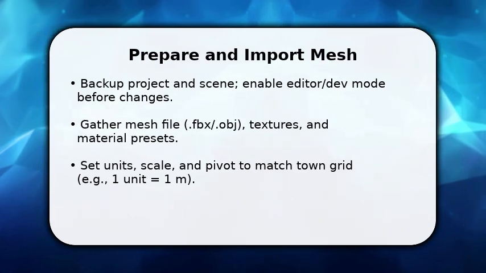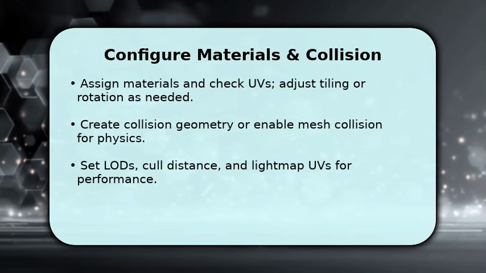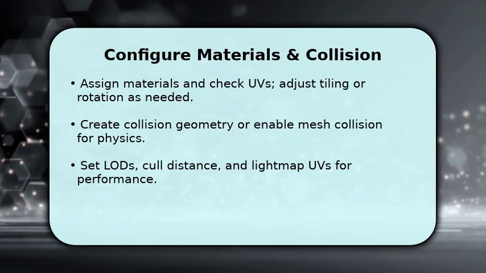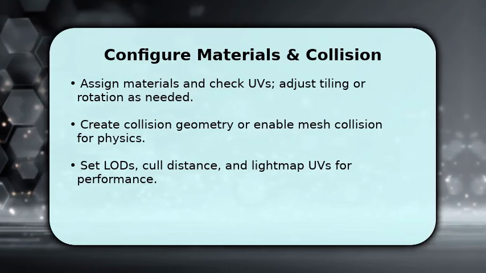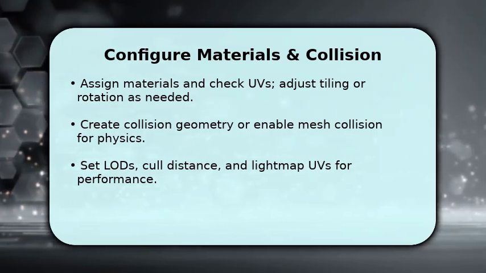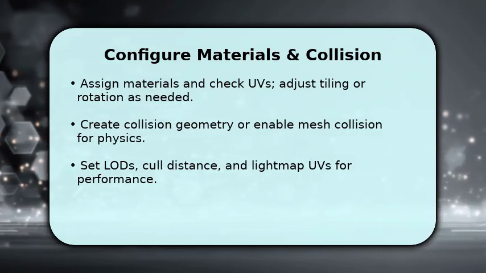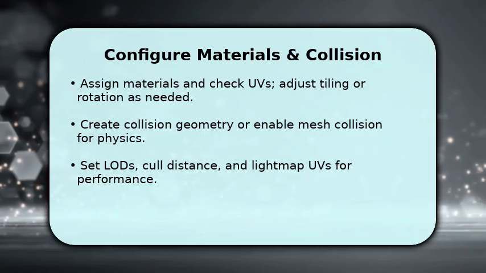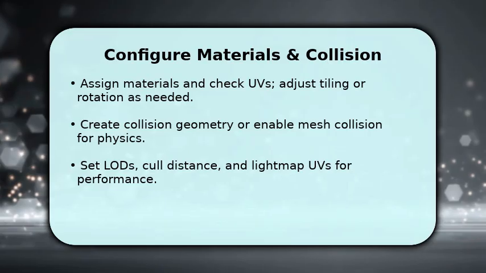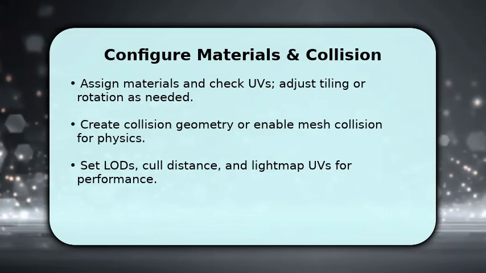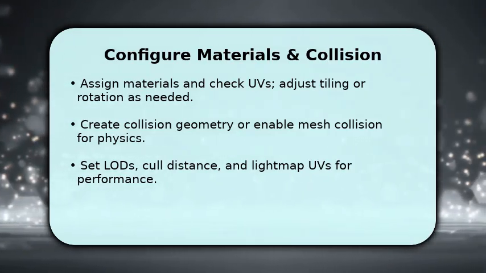Once the mesh is visible, you configure visual and physical properties. Apply materials, verify UV seams, and tweak tiling to avoid texture stretching. Then create simple collision geometry or enable the mesh collider if precision is fine. This ensures NPCs and players interact correctly. Make sure to generate lightmap UVs and set LODs plus cull distances to keep frame rate steady in dense town areas. As you work, test interactions in the editor, and now place the mesh into the town.